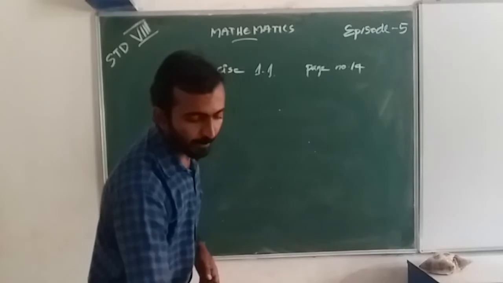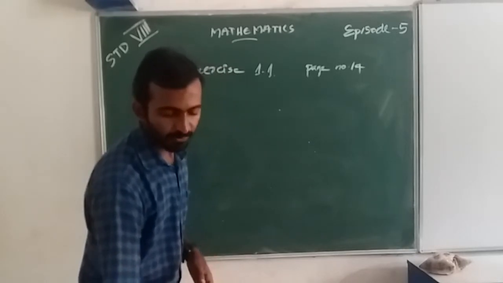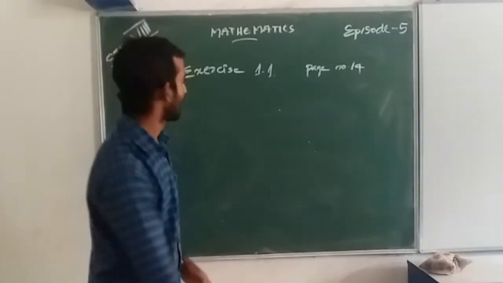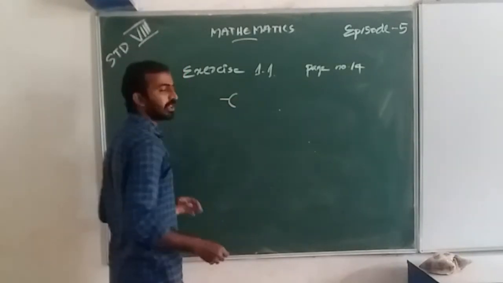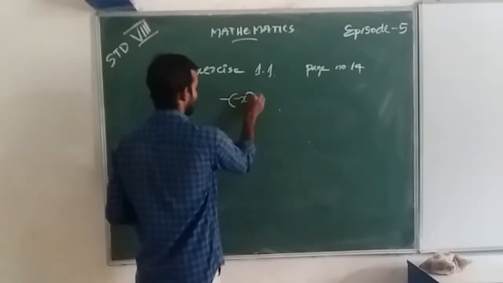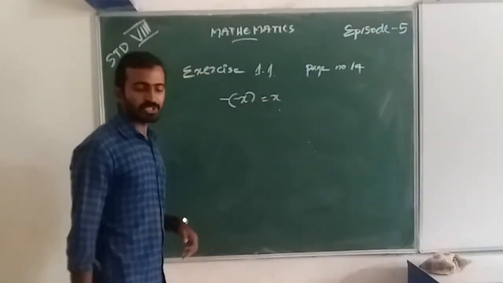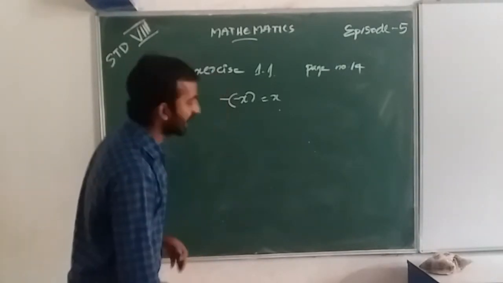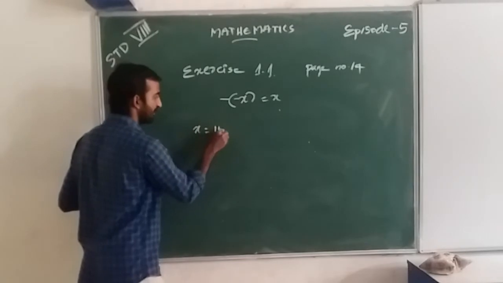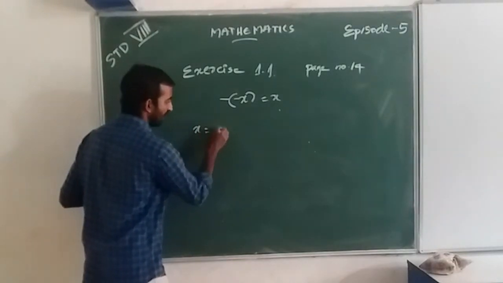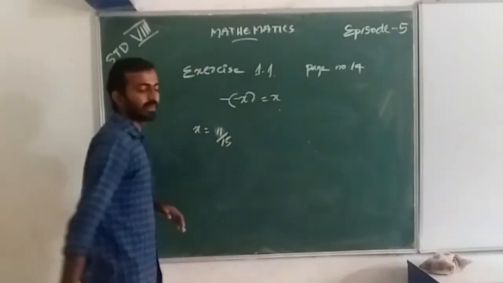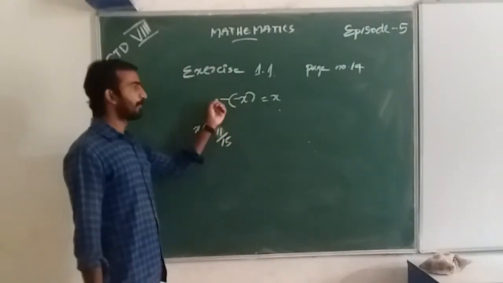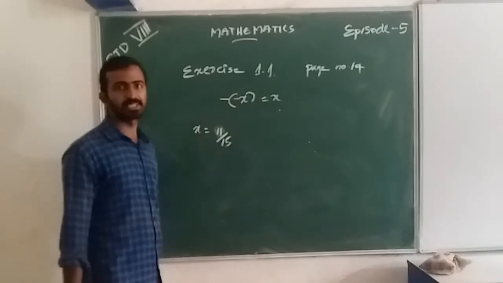Verify that minus of minus x is equal to x. That is, negative of negative x equals x. The first one is x equal to 11 by 50. We want to find minus of minus x equal to x.